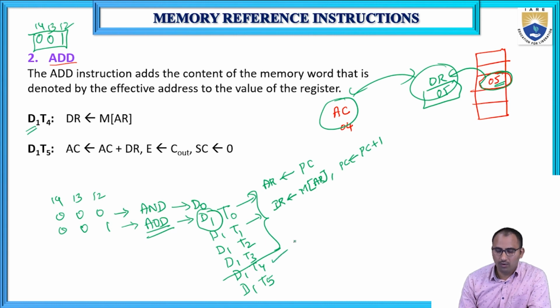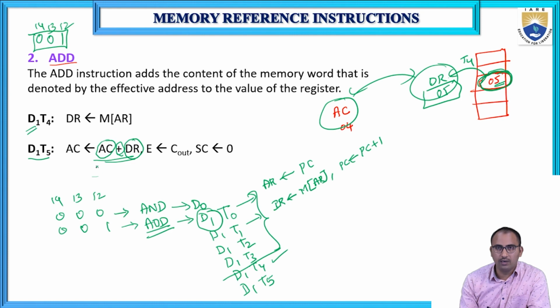So during T4, what will happen? The data present in the memory location will be copied to the DR. So that is T4. During D4, that operation will be performed, and during T5, that operation will be executed. So during T5, D1, T5, what is the operation? Addition operation. Here we are performing addition between the contents of the accumulator and the contents of the data register. So that is the operation.